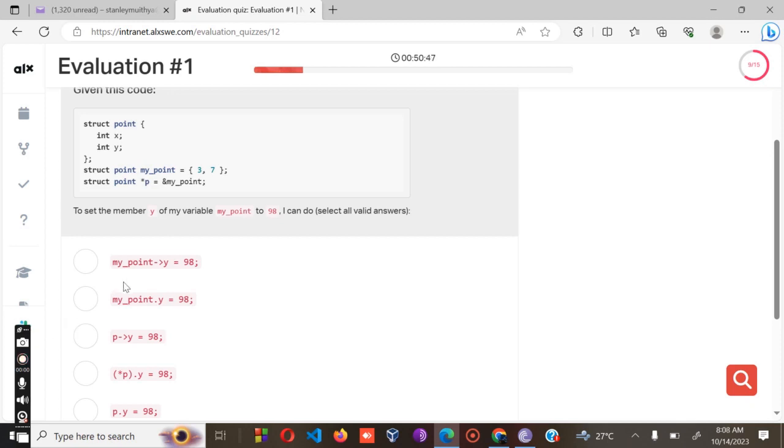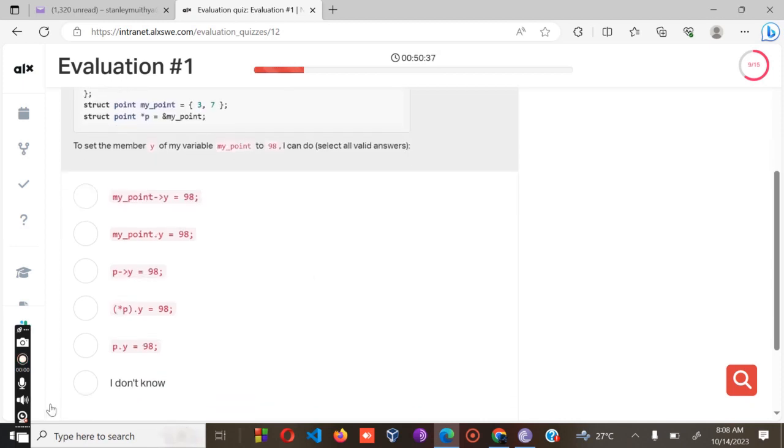So number 1, we have my pointer. No, the first one is supposed to be based on my point.y equals 98. Then next we have the p->y, which is the same as the other one, and my pointer, this one. Those are the correct answers.